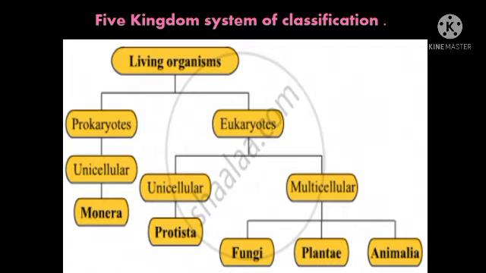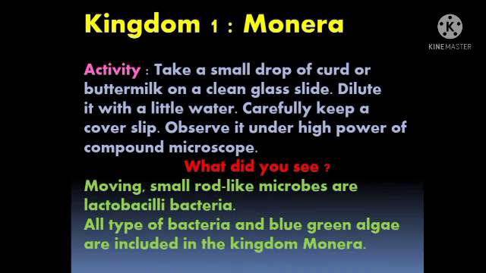Now let's name all the 5 kingdoms together. Kingdom 1, Monera. Kingdom 2, Protista. Kingdom 3, Fungi. Kingdom 4, Plantae. And the last one, that is Kingdom 5, is Animalia. Now let's study each in detail.